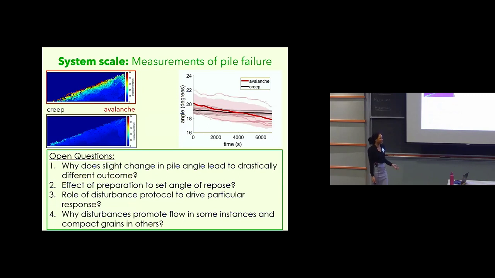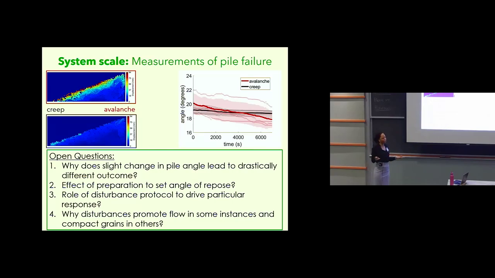Why can such a slight change in our pile angle, a slight change in one granular configuration of the pile to the next, lead to drastically different outcomes? How can we change the effect of our preparation to set a certain angle? As I mentioned, we form the pile by allowing grains to flow through a hopper, so flowing through a funnel to form the pile. If we prepare a pile in a different fashion, how would that affect the ultimate response that a granular system has?